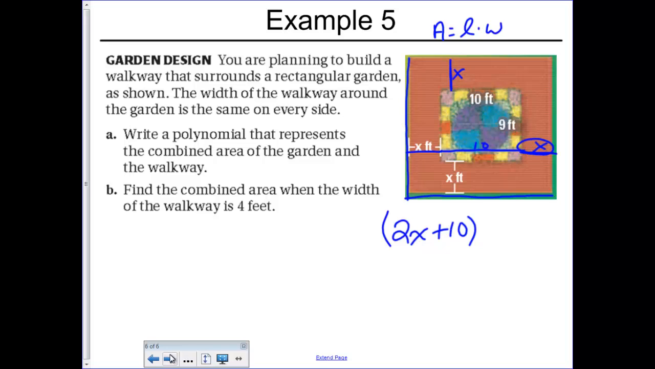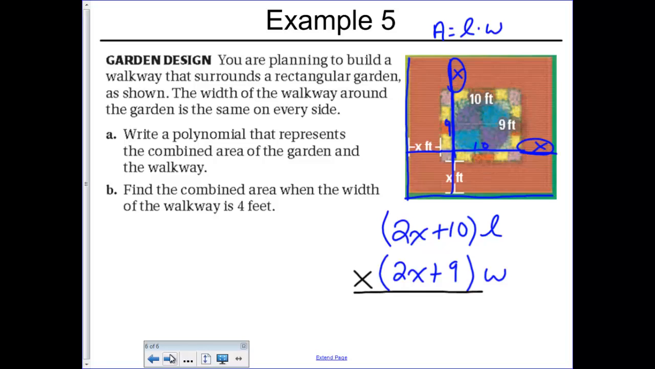Now to find the width, we have x here, and we have x up here. So that's also a 2x. And I have the distance in between, which is 9. So add 9 to that. And that's going to be my length, and that's going to be my width. And in order to find the actual area, we're going to multiply those two together. So I'm just going to leave them as they are, and I'm going to use the vertical multiplication technique.